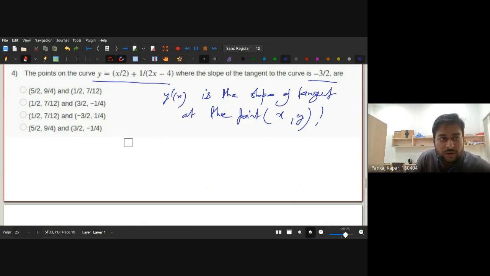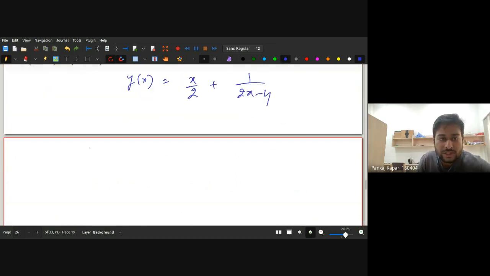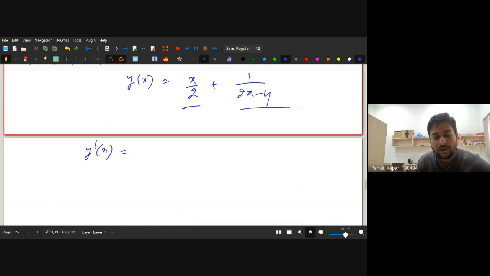Notice that our function is y of x equals x by 2 plus 1 divided by 2x minus 4, and this we want to differentiate. If you want to differentiate this function, you have to differentiate these two functions individually and take their sum, right? So what is the derivative of the first function? This is just half. And how do we find the derivative of the second function?